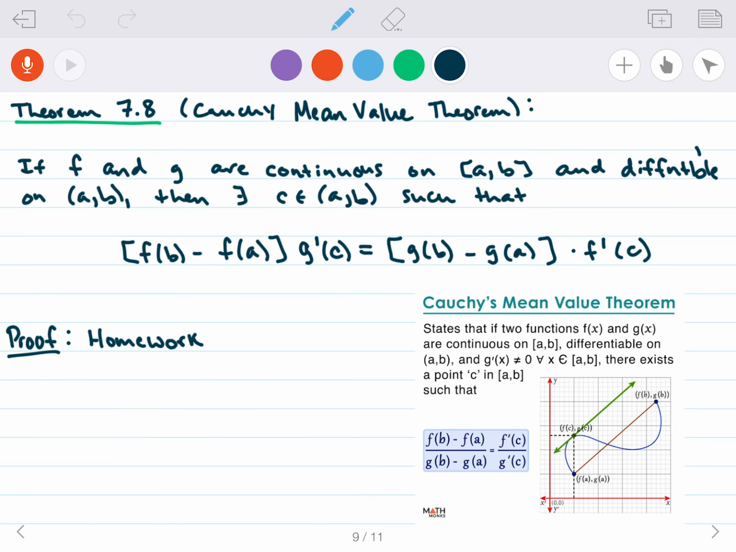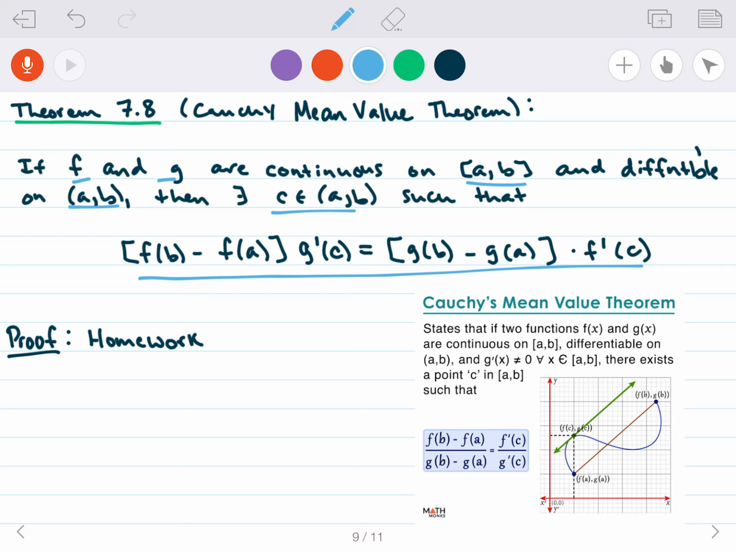Okay, so this is the Cauchy mean value theorem. Sometimes they call it the generalized mean value theorem. And very similar to the mean value theorem, just a general form. So if we have two functions that are continuous on our closed bounded interval from a, b, and differentiable on the open interval from a, b, then there is such a c such that this holds.